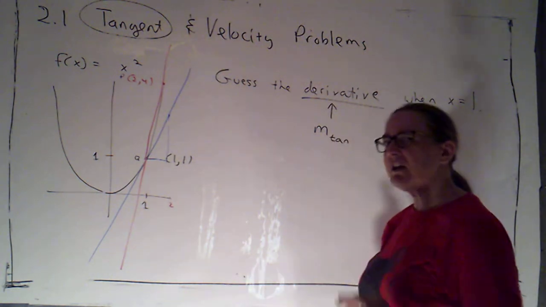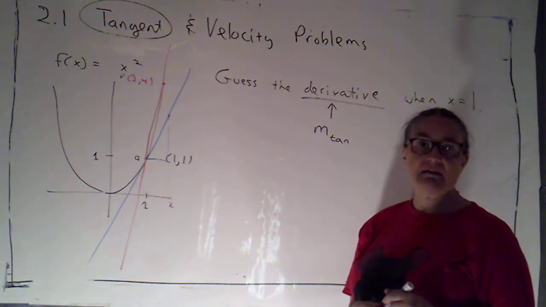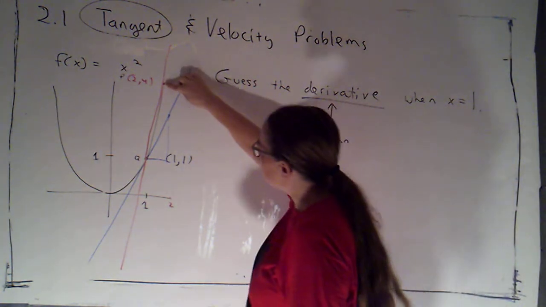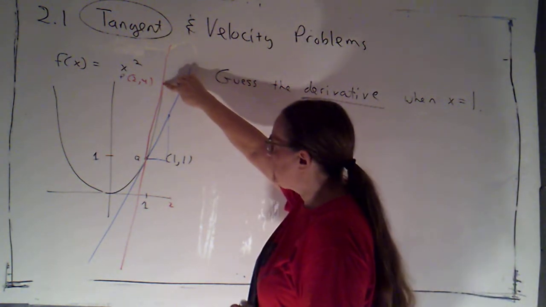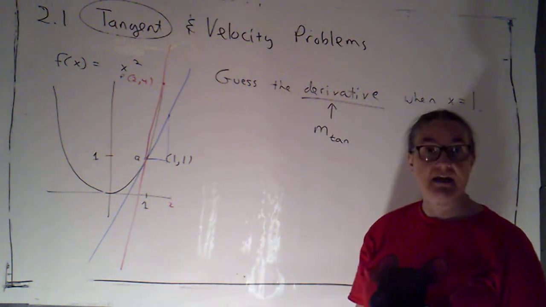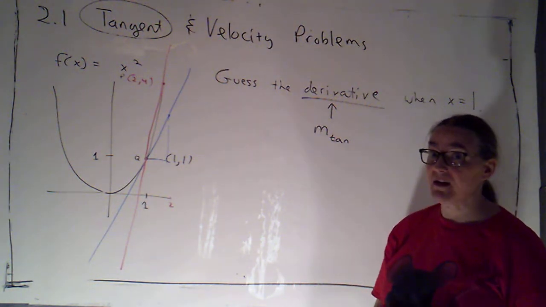So I'm not going to use just one secant line to try to approximate the tangent line. What I'm going to do is I'm going to say, what could I do in choosing my second point to get a better estimate for the slope of the tangent line? Well, what I could do is choose a closer point.